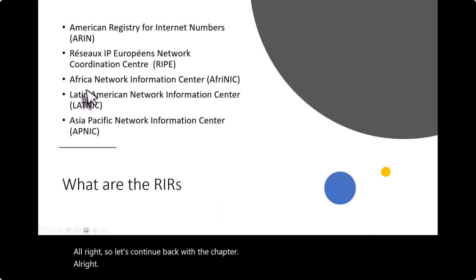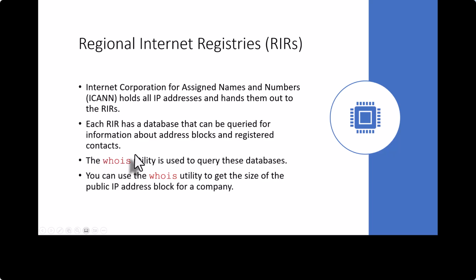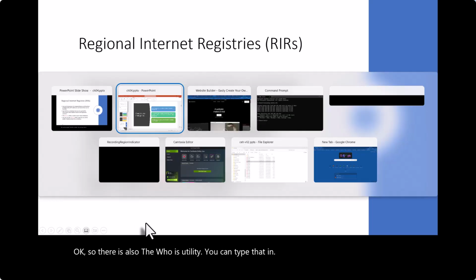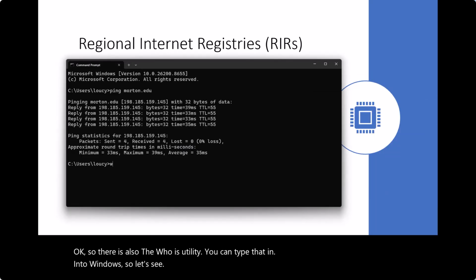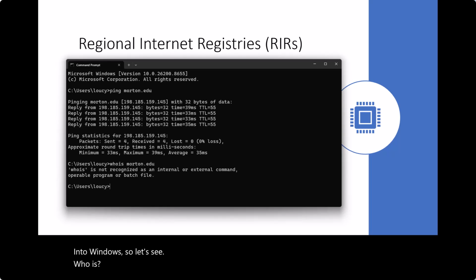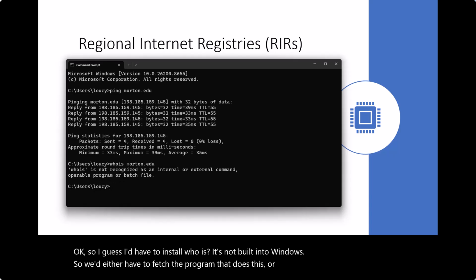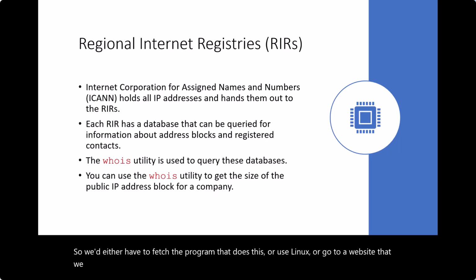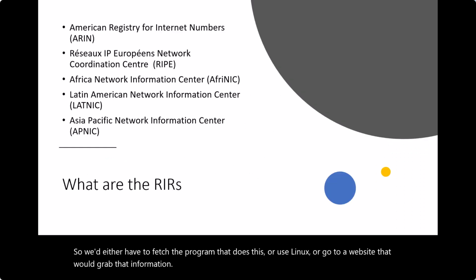There is also the whois utility. You can type that into Windows. So let's see, whois morton.edu. Okay, I guess I'd have to install whois. It's not built into Windows. So we'd either have to fetch the program that does this, use Linux, or go to a website that would grab that information. We'll see that in a moment.